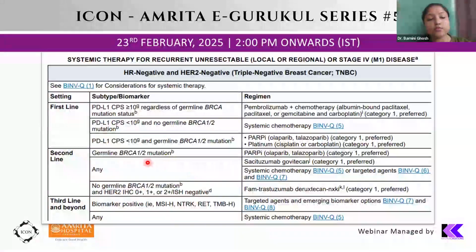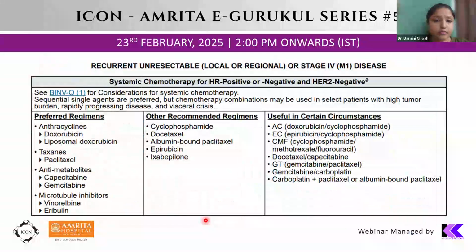In the second line setting, once again, if germline BRCA mutation is positive, we may either give olaparib or talazoparib, that is PARP inhibitors. There is another drug which is approved in this setting, that is sacituzumab govitecan, which I will discuss later. And there is also the option of giving systemic chemotherapy. If the patient is HER2 low or ultra low, then we may even give trastuzumab deruxtecan. Third line and beyond, the option of systemic therapy is already there. And along with that, we may also give biomarker-directed therapy.